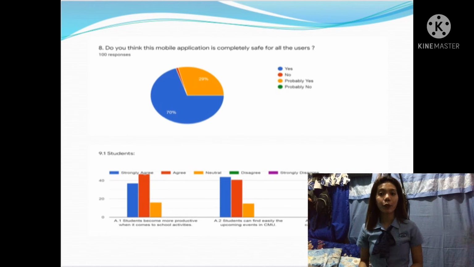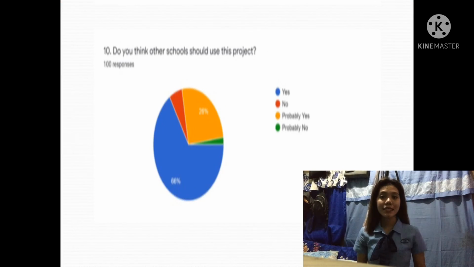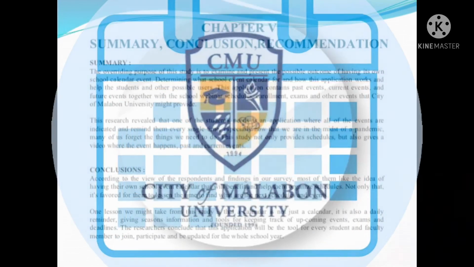And in table 9.1, the level of agreement from the students reveals 48% of respondents answered agree that the student can easily update because of the application. Lastly, table number 10 shows 66% of respondents answered yes, which means this project should also be used by other schools.